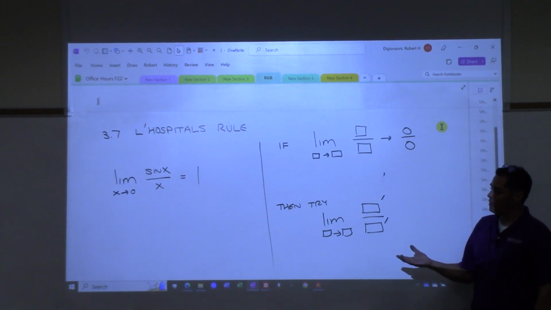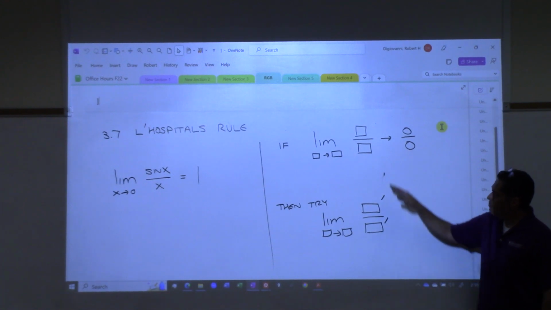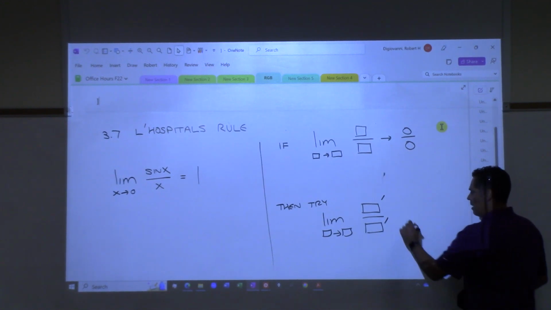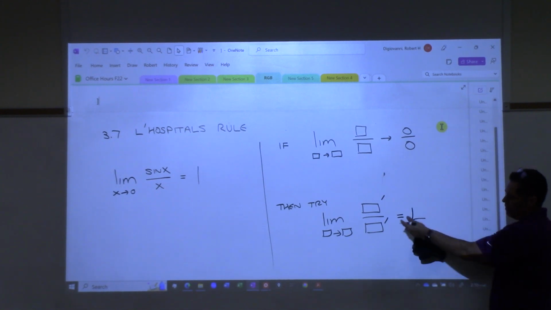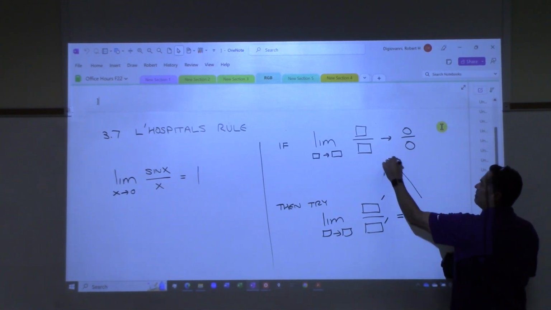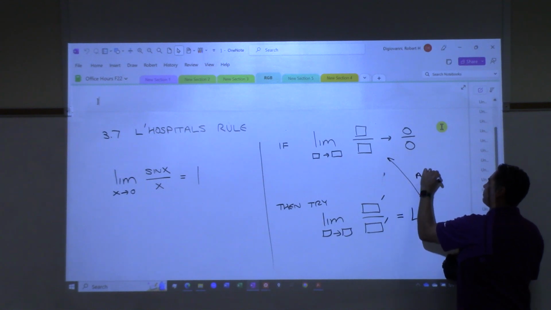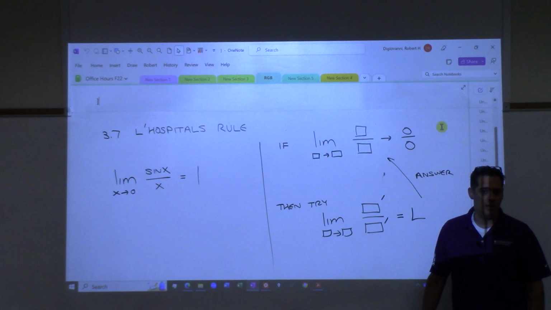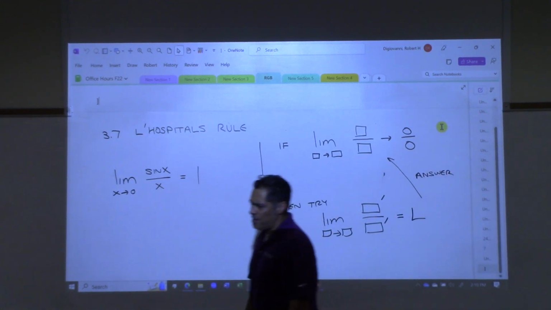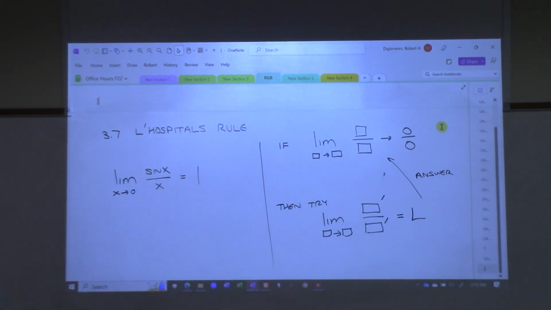All right? And it says that when you try this one, if this equals some number, right? If you get L, right, some answer, L, then that's that answer as well. Right, so whatever this answer is, it's that answer as well. Now, in my notes, I have it written a little different. I'm just trying to get you to get an idea. In my notes, here's what it looks like.